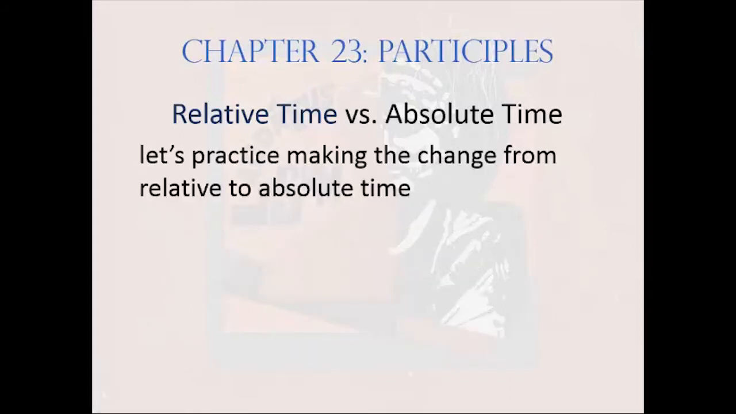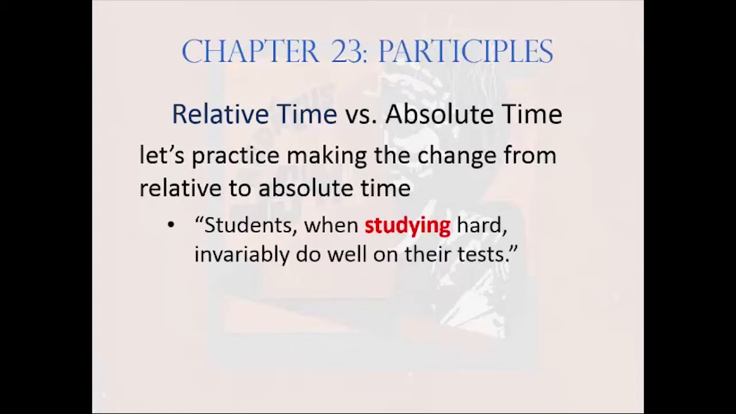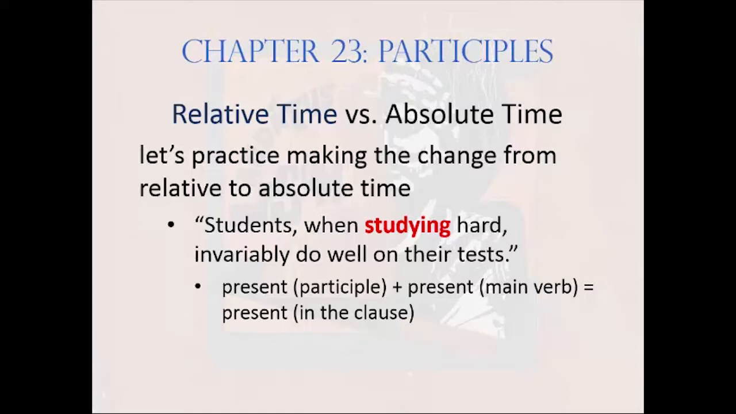One more time. Let's practice shifting verb forms between relative and absolute time. If you've mastered this change, you can skip ahead in this presentation to the vocabulary. Let's start with this sentence. "Students, studying hard or when studying hard, invariably do well on their tests." Let's convert the relative time participial phrase, "studying hard," into a "when" clause with a finite absolute time verb. Look at the time value of the participle. It's plus 0 because studying is a present participle.